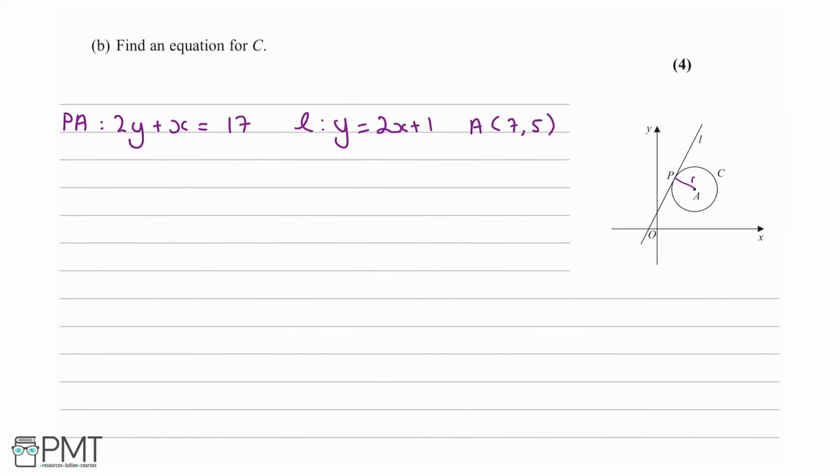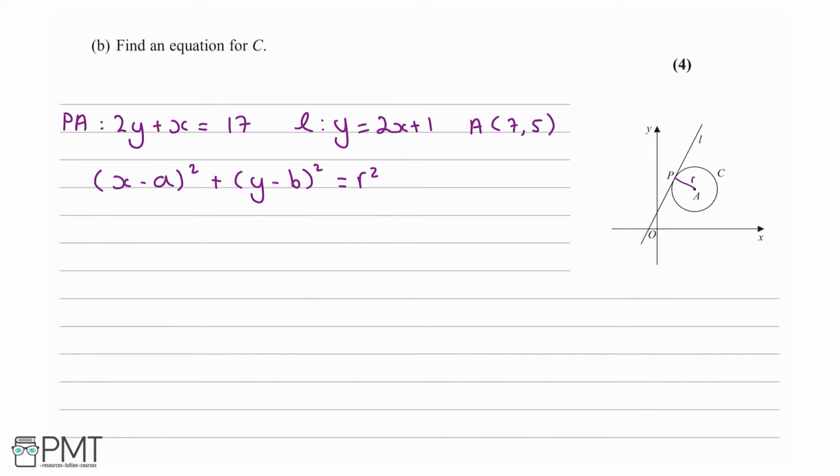Okay, so part B is asking us to find an equation for the circle C for 4 marks. So at the top here, I've just written some key information from previous questions that was given to us prior, so we can solve it. So to find an equation for C, we first need to recall what form C will take. So C is a circle, which means the equation it takes is x minus the x coordinate of the center squared plus y minus the y coordinate of the center squared equals the radius squared.